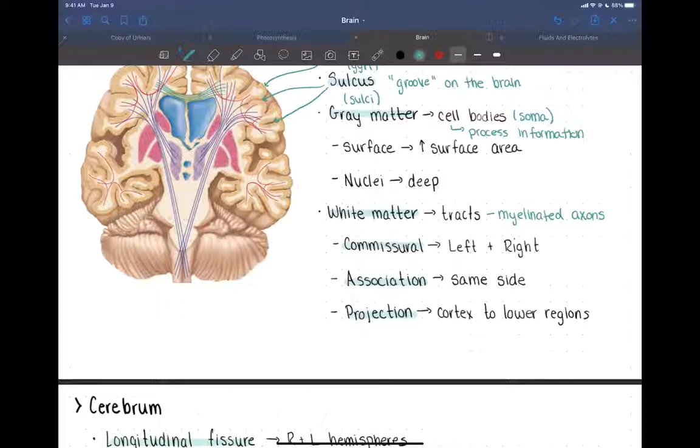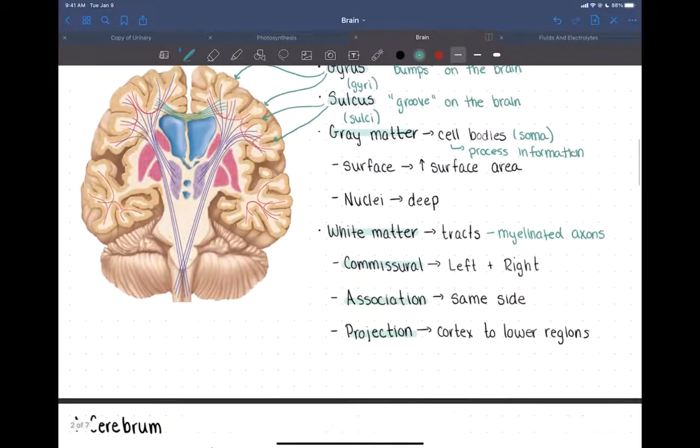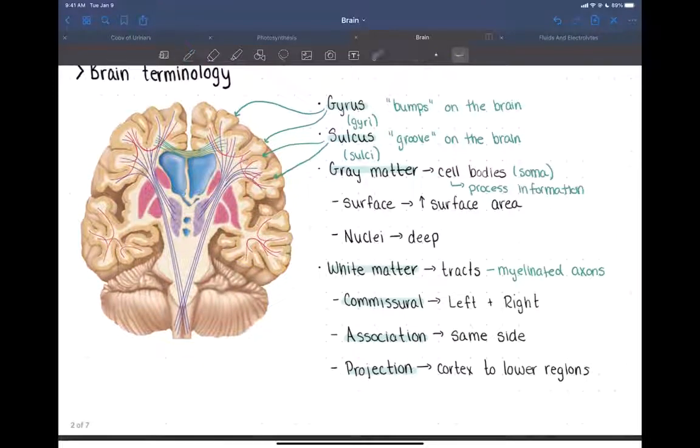We can have three different types of tracts in the white matter of the cerebrum. Our first one is a commissural tract, which connects the right and left hemispheres. These green ones would be commissural tracts, connecting left and right. Then we can have association tracts. These connect different regions that are on the same side of the brain. All of these would be pink in this picture.